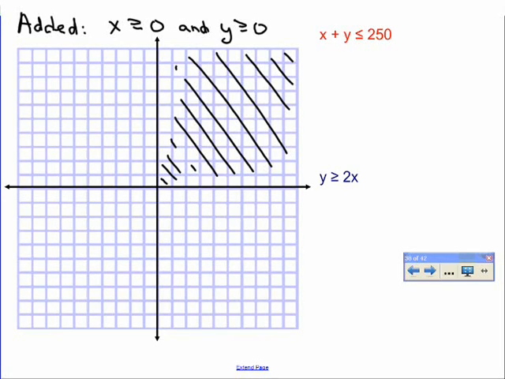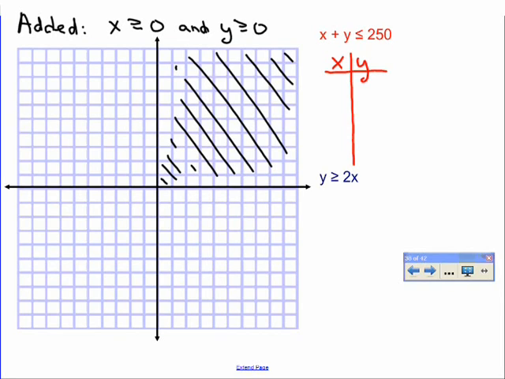So if we look at our first inequality that says that the total number of items must be less than or equal to 250, we can make a small table of values and we can graph this particular equation. Now, because it's a less than or equal to equation, it must be a solid line.